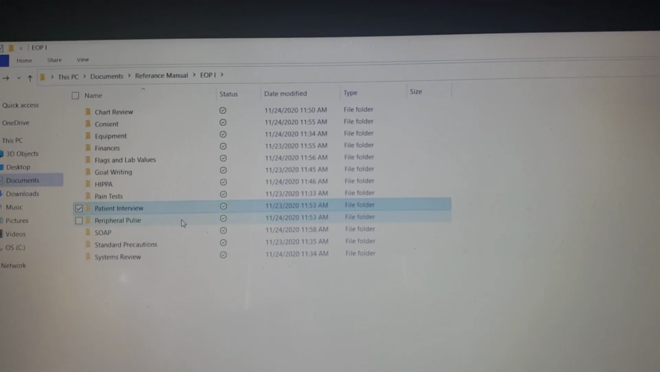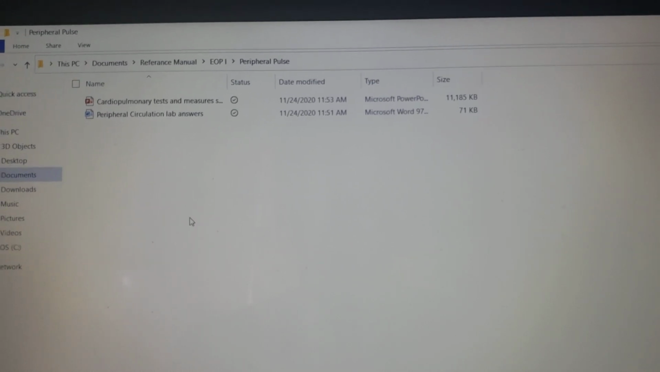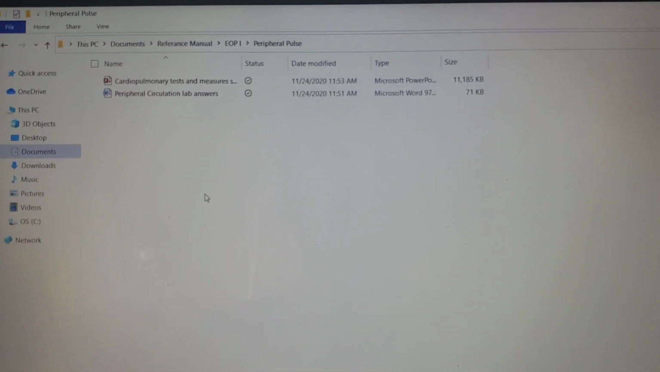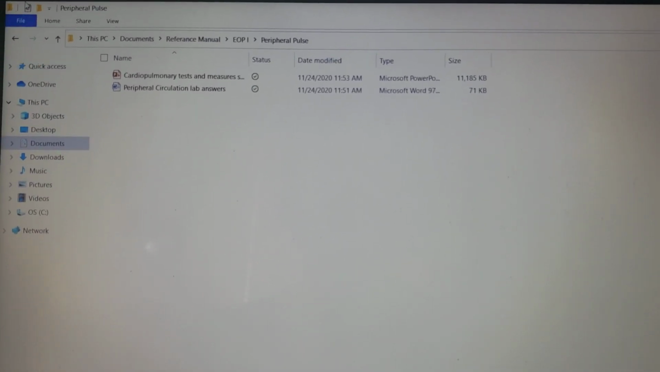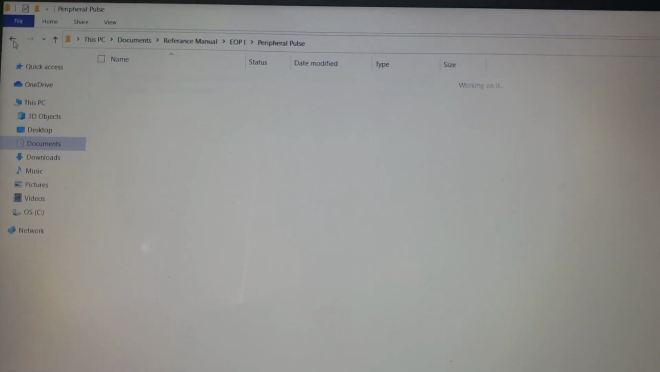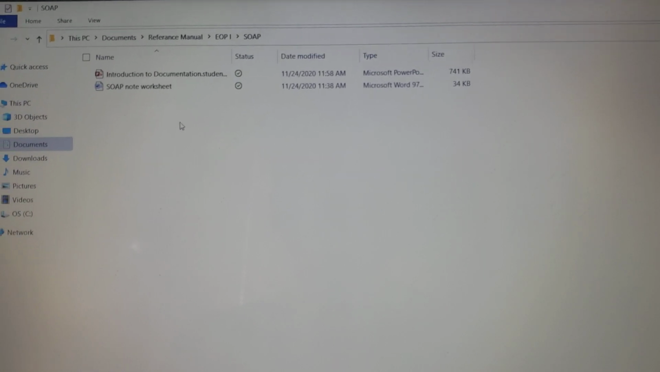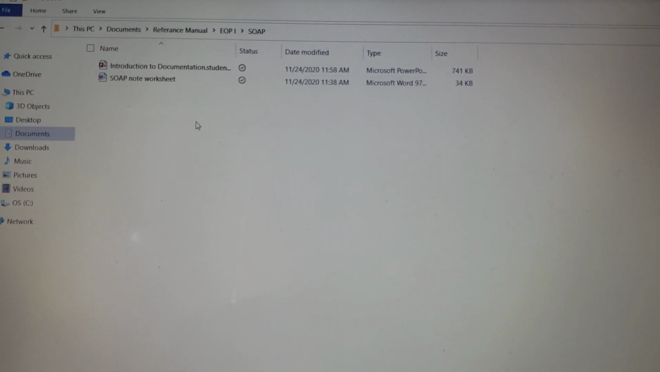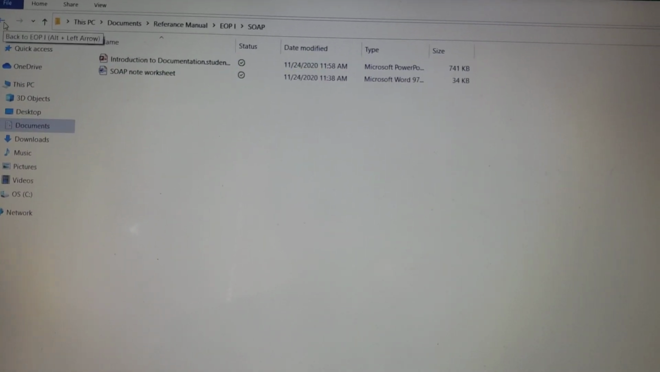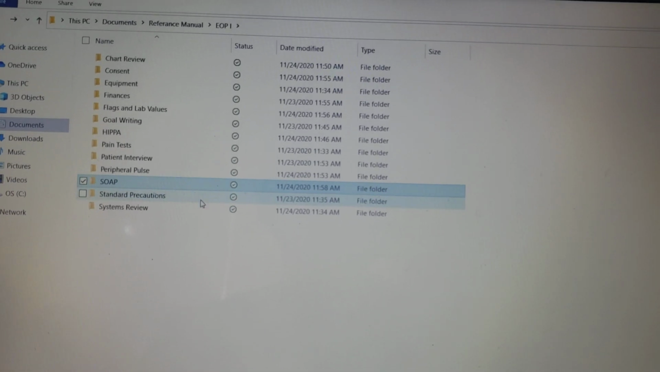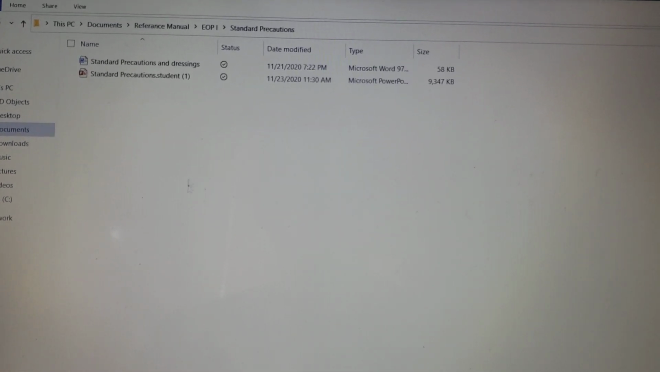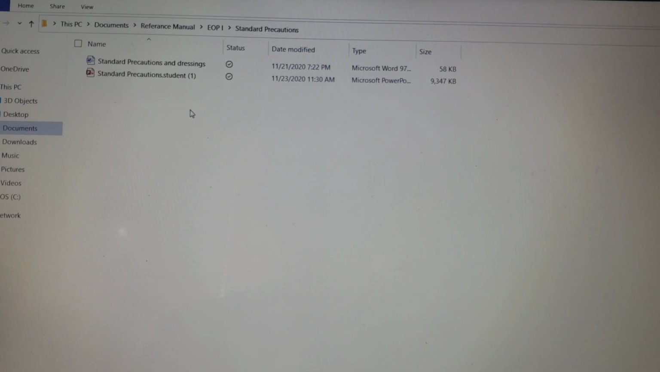Following this, I have peripheral pulse file, which has cardiopulmonary test measures, as well as the peripheral circulation lab answer sheet. After this, I have a file for SOAP notes, which has introduction documentation, as well as our SOAP note worksheet with answers in it. Then I have standard precautions, where I just have standard precaution for dressing, as well as our PowerPoint.